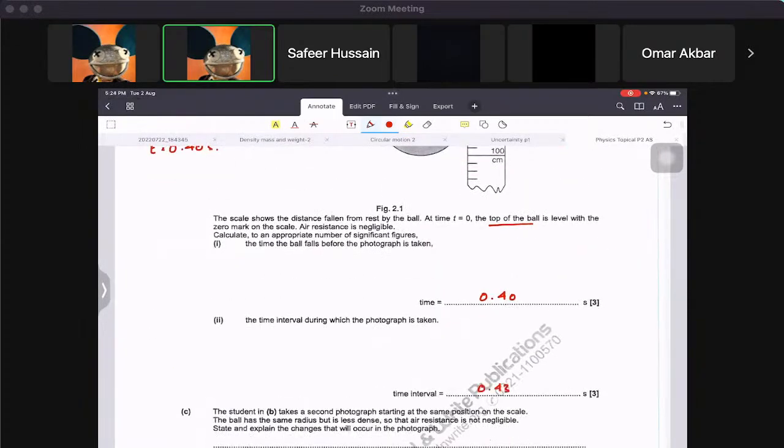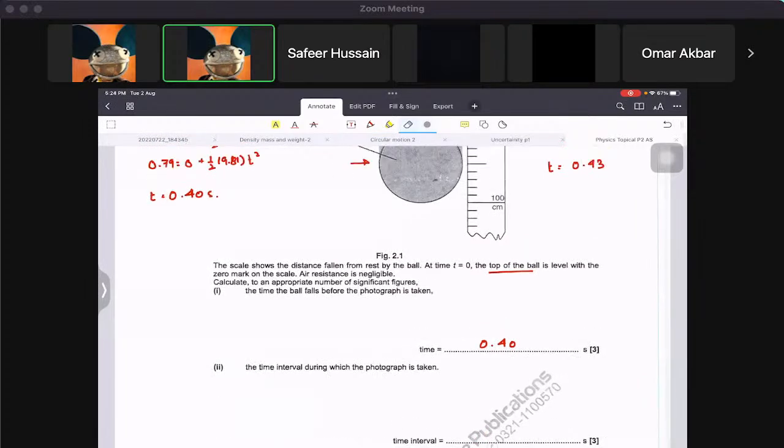It says time interval, so time interval means t2 minus t1, so it is going to be 0.43 minus 0.40, so this will be 0.030 seconds. Is it clear, everybody?